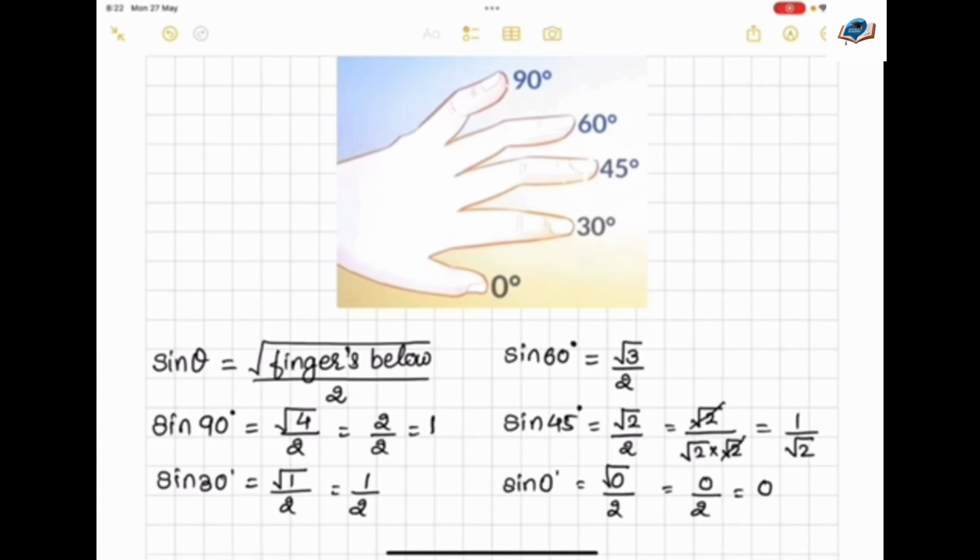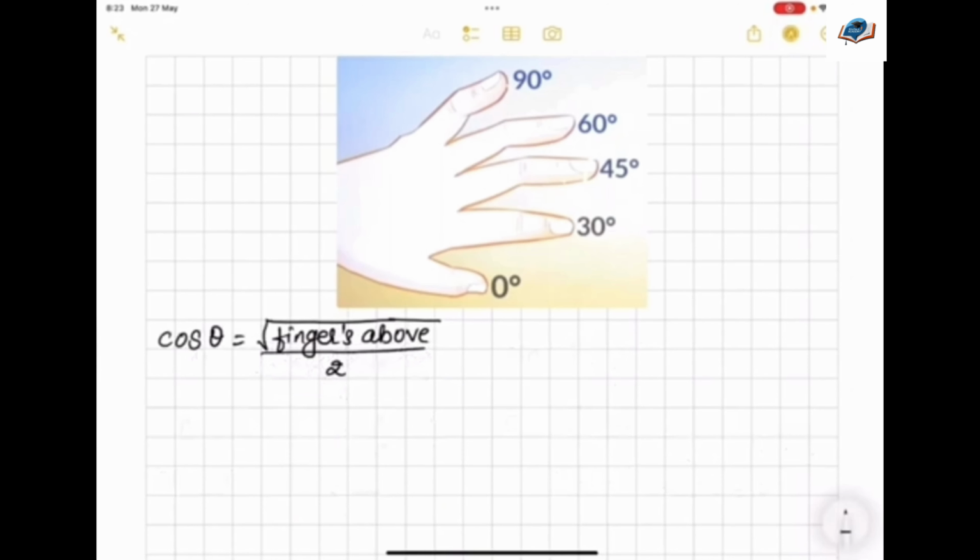So this is an easy way to remember the table of sin theta. Now same way going for cos theta, we have to consider the fingers above. So if we are to find cos 0, 4 fingers are above the thumb. So root 4 upon 2, that will be 2 by 2, that is 1.